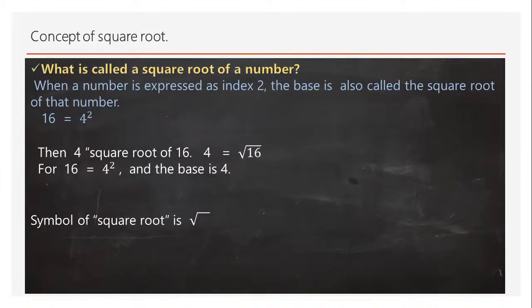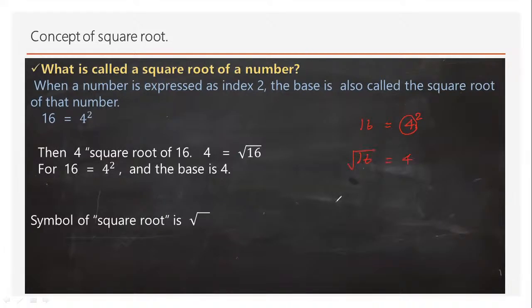It is called a square root of a number. When a number is expressed with index 2, the base is also called the square root of that number. You saw that, right? If we express the number in index form as index 2, the base is also called the square root of that number. As an example here, 16 equals 4 squared, right? 16 we can write in index form as 4 squared. Then we can write this 4 as the square root of this. Then we can write the square root of 16 equals 4.